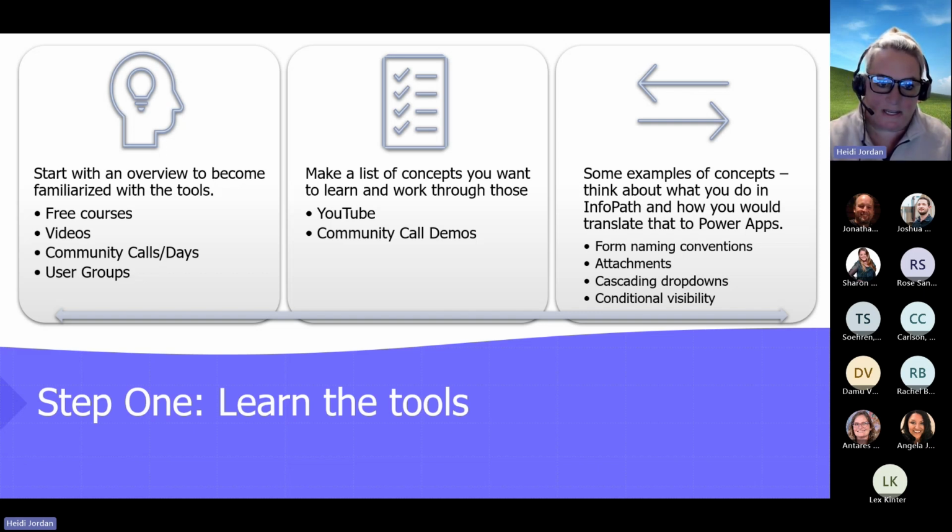So looking there on the right side too, how would you do that if you're using InfoPath? How would you translate that to Power Apps? How do I do cascading dropdowns? How do I do that conditional visibility? If this field is showing, then, if this field is yes, how do we show the second field? Start to build out those concepts, because then you're actually building out your form build there.